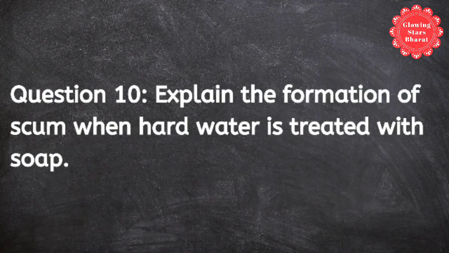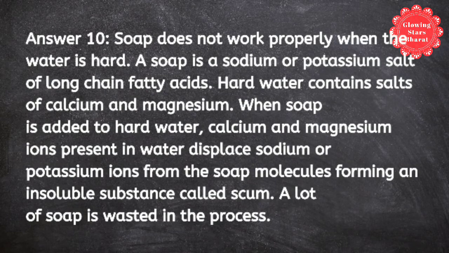Next question number 10. Explain the formation of scum when hard water is treated with soap. Answer of this question: soap does not work properly when the water is hard. A soap is a sodium or potassium salt of long chain fatty acids. Hard water contains salts of calcium and magnesium. When soap is added to hard water, calcium and magnesium ions present in water displace sodium or potassium ions from the soap molecules, forming an insoluble substance called scum. A lot of soap is wasted in the process.